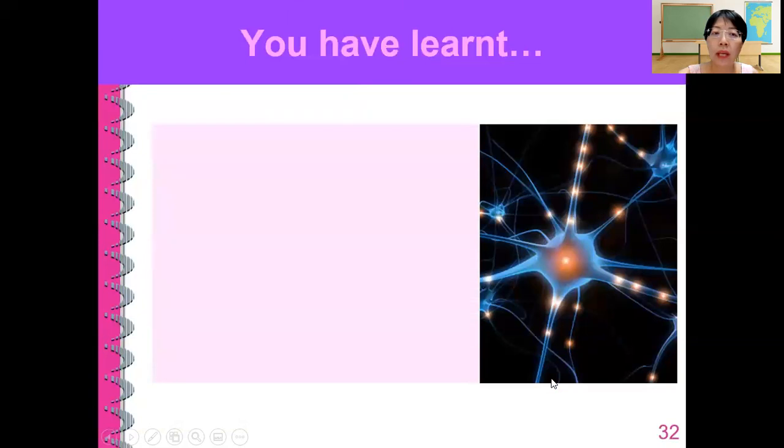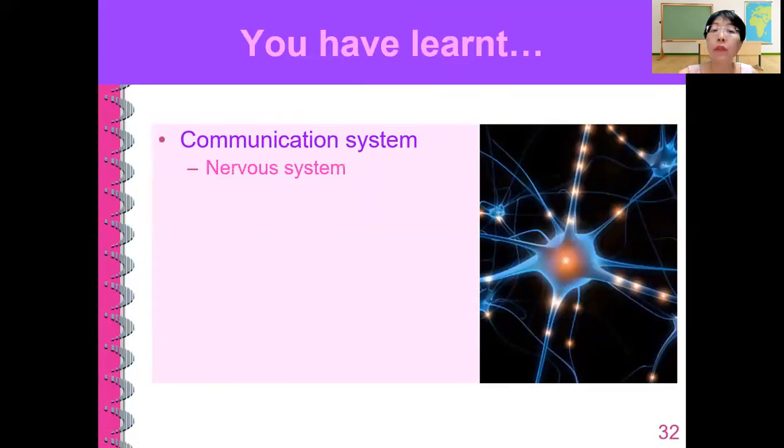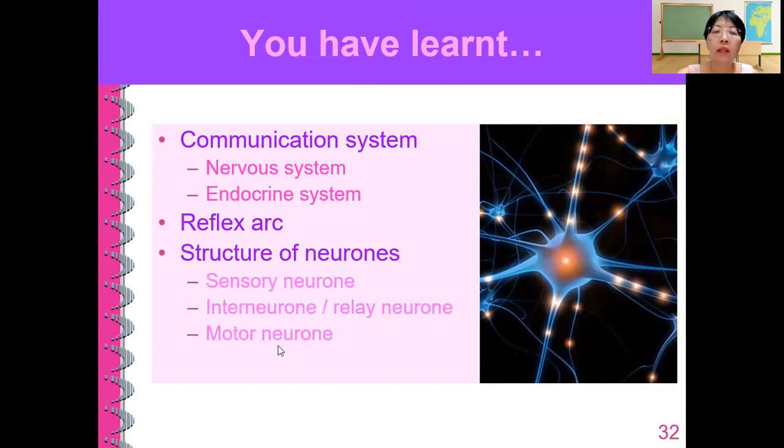So what you have learned today is the communication system in our body, which is made up of the nervous system and endocrine system. You have also looked at a reflex arc, and then the structures of neurons that are involved in the reflex arc, as well as their functions. So you've got the sensory neuron, intermediate neuron, which is also called relay neuron, and finally the motor neuron.